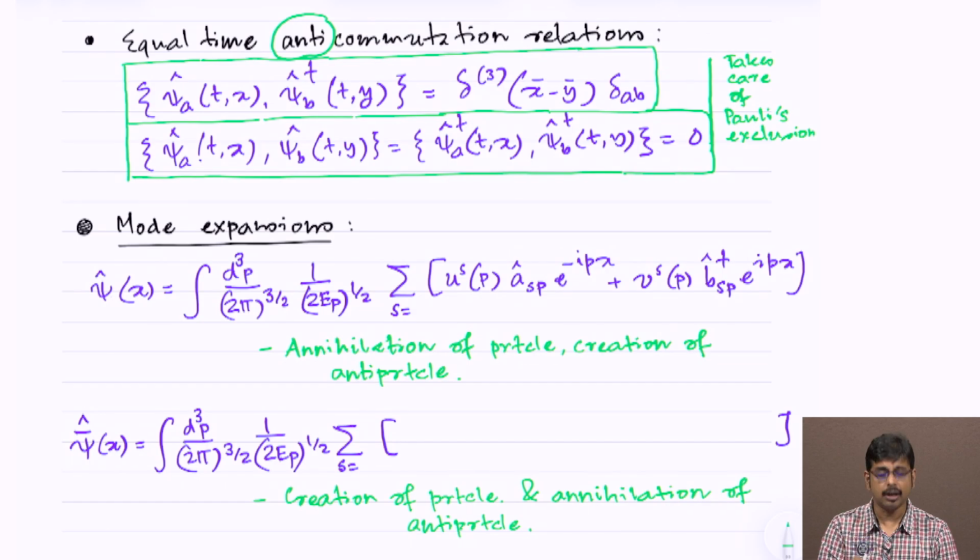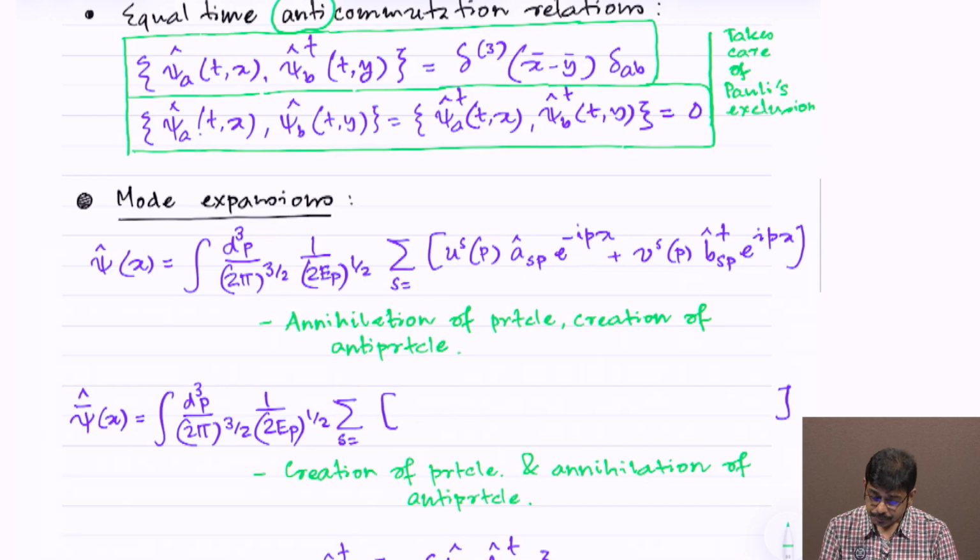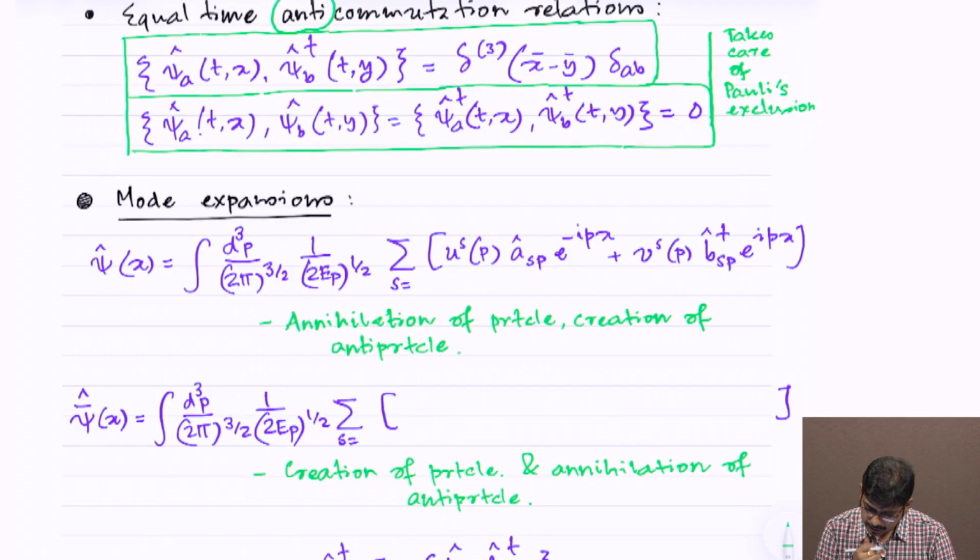First, we have the integral measure d cube p by 2 pi whole to the power 3 by 2 into 1 by 2 E_p whole to the power half, and then it has to be summed over the spins, because we know that for each, psi will have 4 solutions. That is what we have seen, that you have u^s and v^s, where s is 1, 2, v^s also takes values 1, 2. These are the ways of taking all the positive energy solutions of the Dirac equation, which we actually have taken into account.